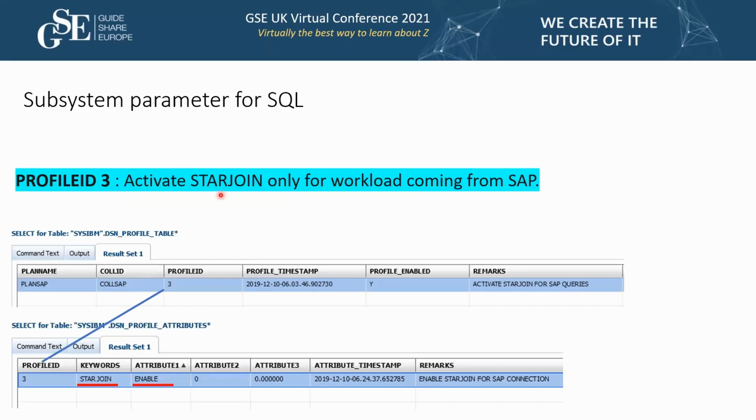I want to activate my star join parameter only for workload coming from SAP applications. So in the profile table, plan name and collection ID are my workload filters. Profile ID number 3, some remarks, and so on. In the profile attributes, I insert the same profile ID number 3. The keyword is star join, and the value is enable. So I'm activating star join only for workload coming from SAP application. Very easy.